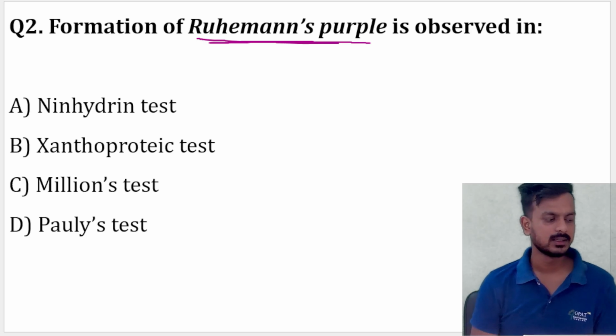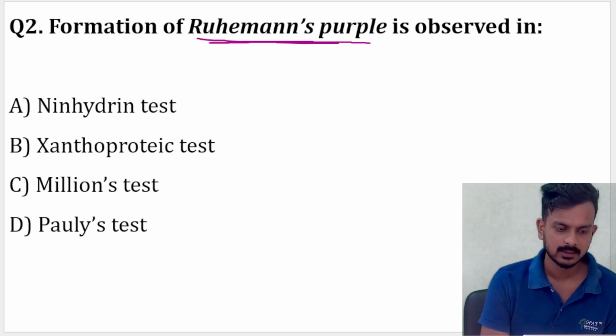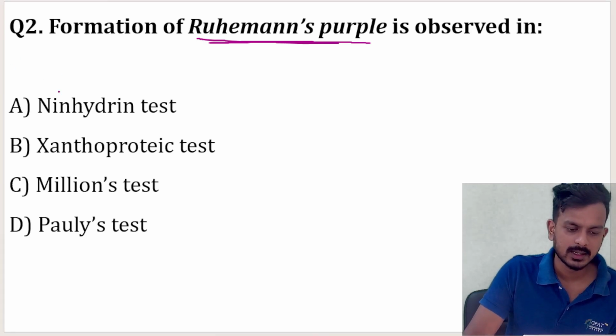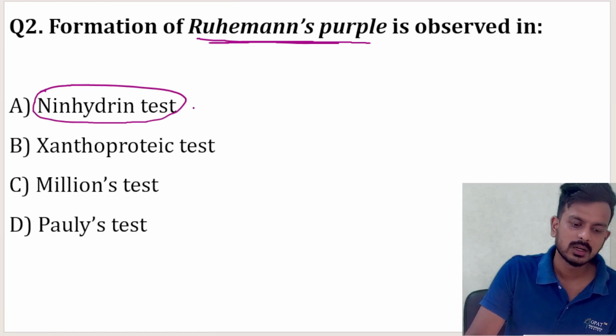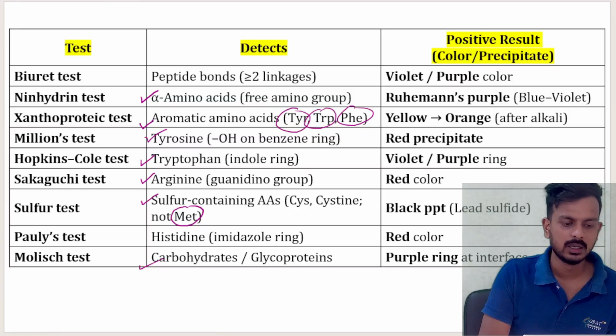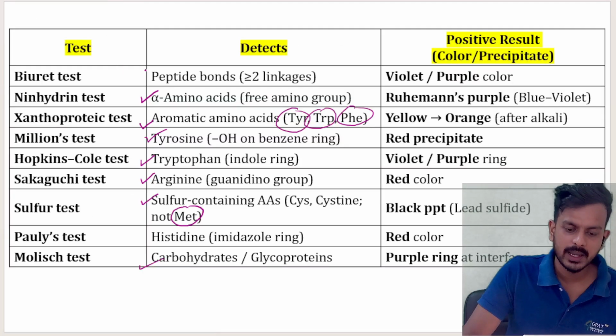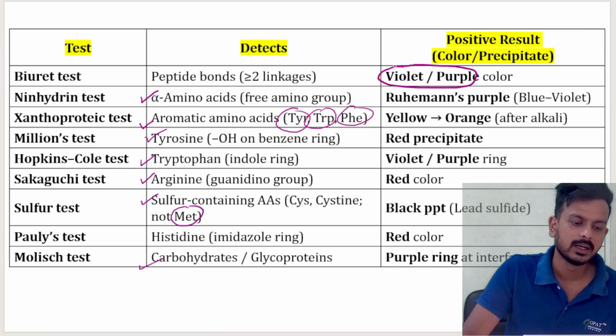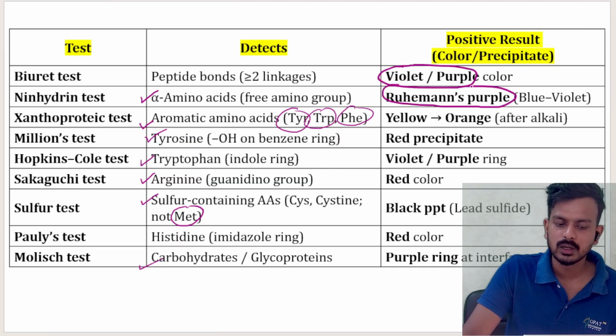The correct answer is the ninhydrin test. In the ninhydrin test, I told you, Ruhemann's purple color is developed. Let us see the table again, you will understand. In the biuret test, you get a violet to purple color due to the peptide linkage. In the ninhydrin test, you get Ruhemann's purple color due to the alpha amino acid.